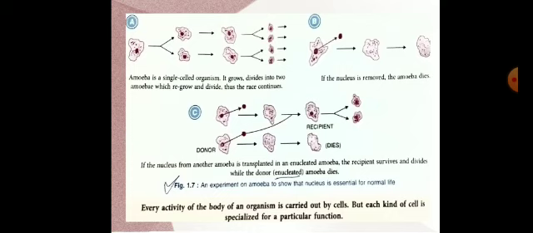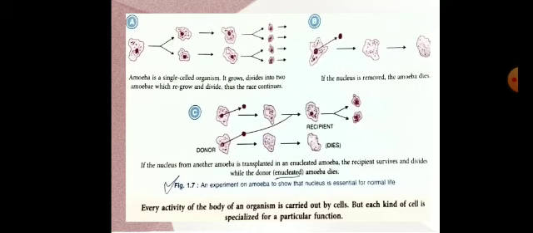In picture B, you can see it is written, if the nucleus is removed. The nucleus plays a very important role. It is the control center, like our brain. So if we remove the nucleus, the amoeba will die. In the third picture, they are showing that the nucleus from another amoeba is transplanted into an enucleated amoeba. Enucleated means an amoeba which does not have a nucleus.